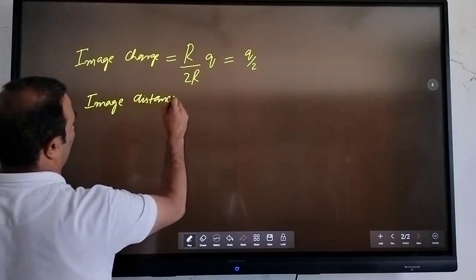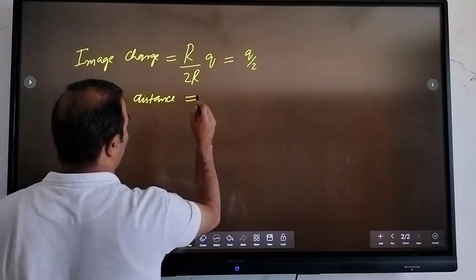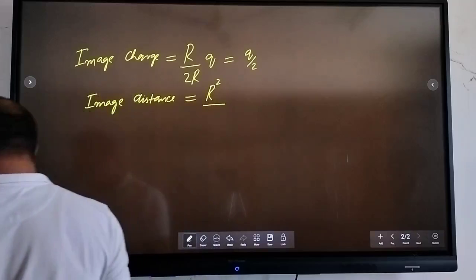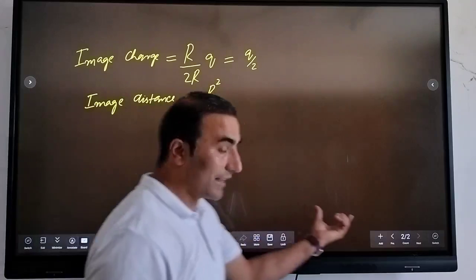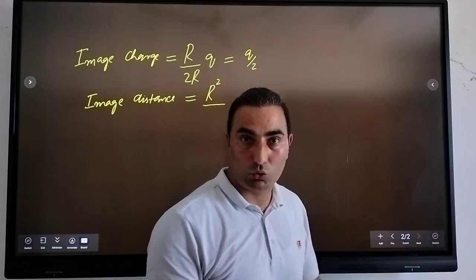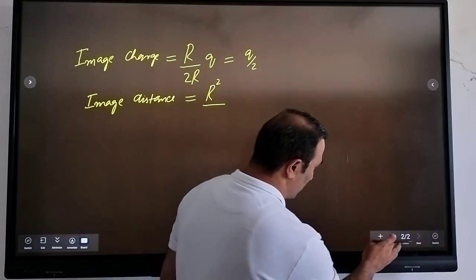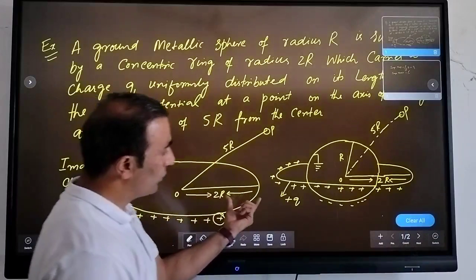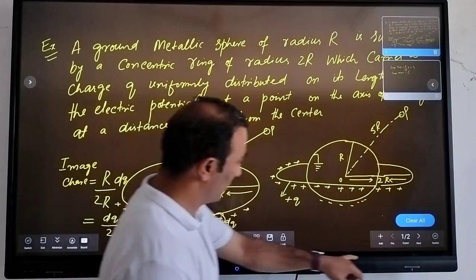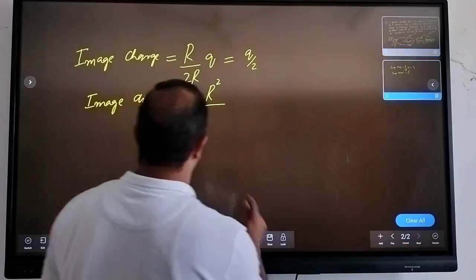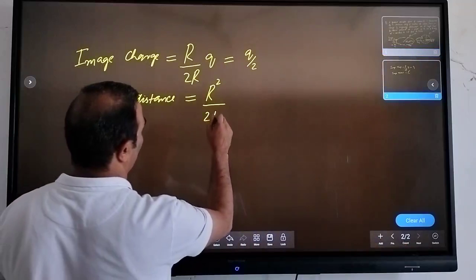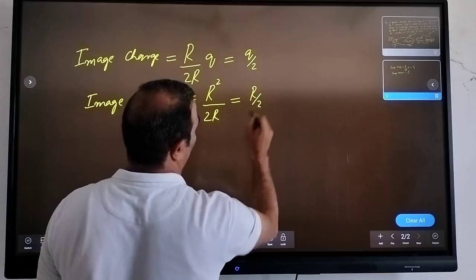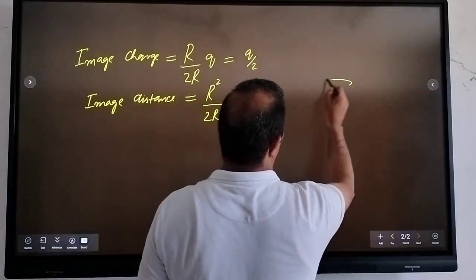So we can write what will be that image distance. The image distance will be equal to r square divided by the radius of that concentric ring. So our concentric ring, its radius is 2r, right? So we have to take r square by 2r. So this will be r square by 2r. So that is equal to r by 2. So that means the charge here, I will again plot here.